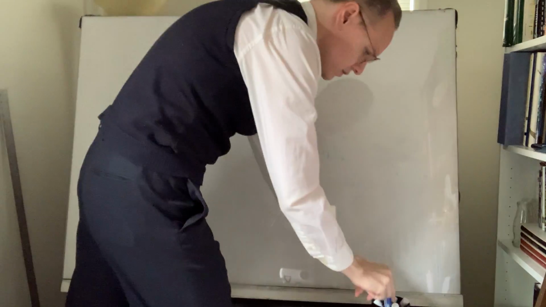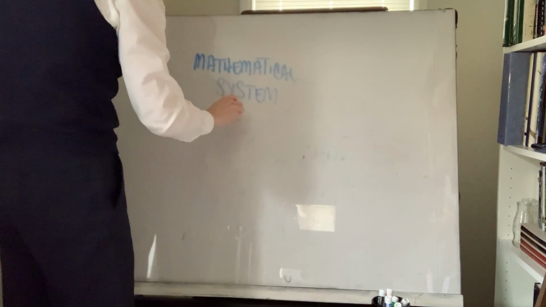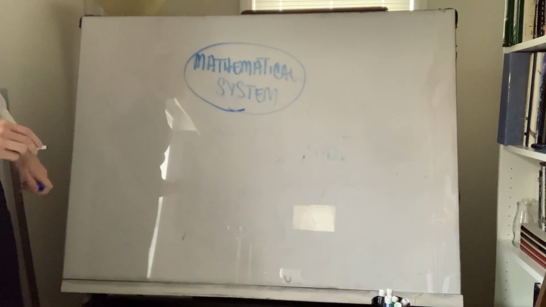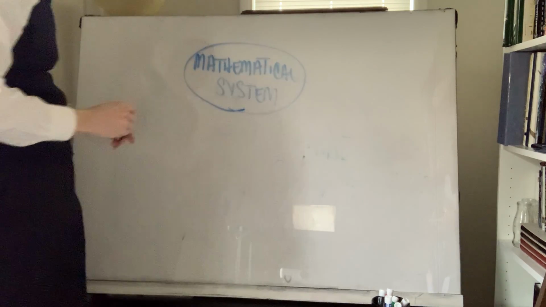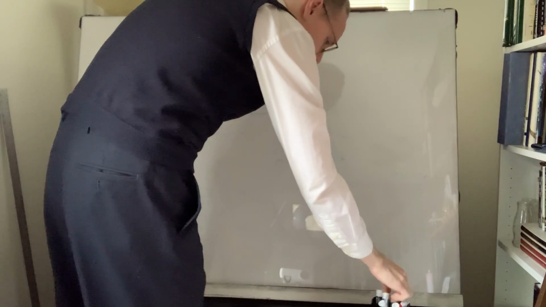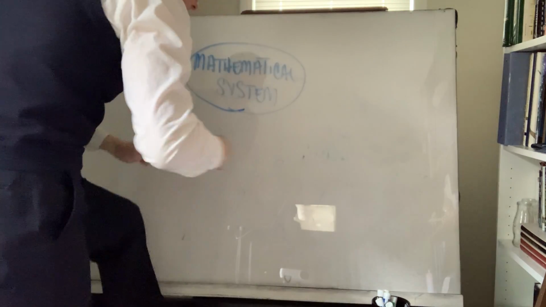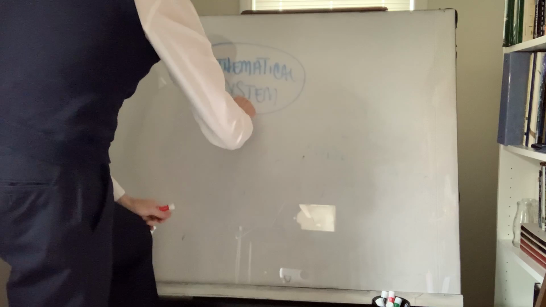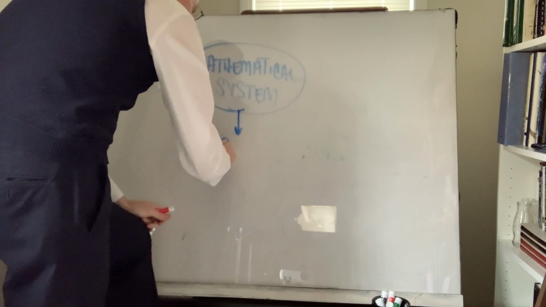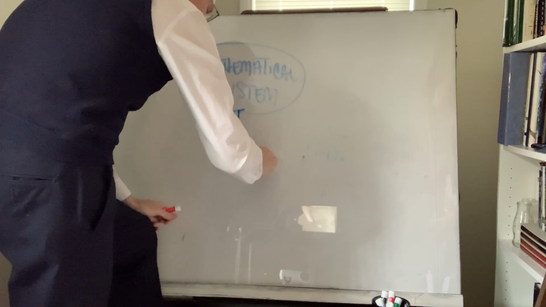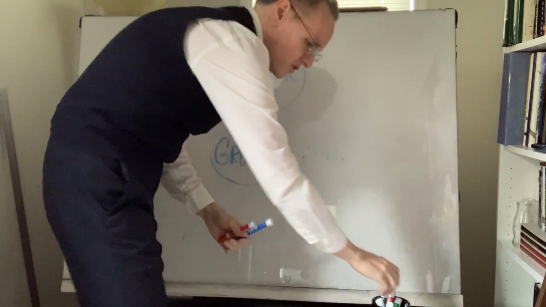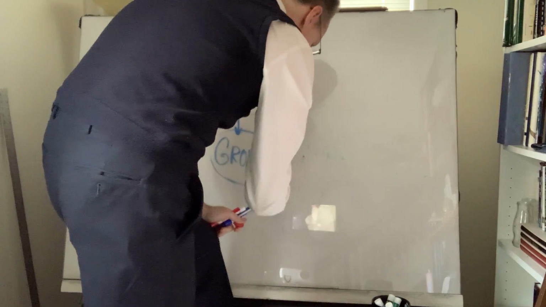That's a bit faint, sorry. This is a new mark, I swear. Okay. Mathematical system, all right, and a subcategory of that would be a group. And then eventually there'll be this other category, which is sort of an offshoot of it.